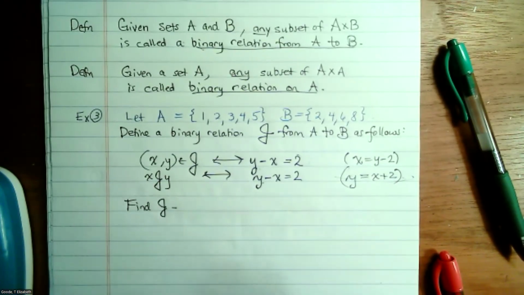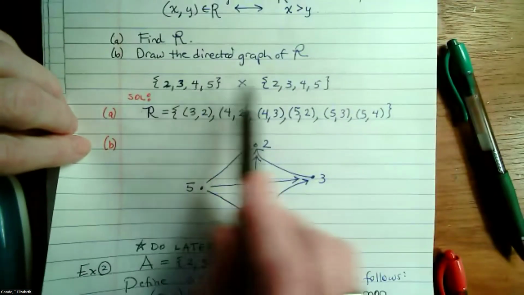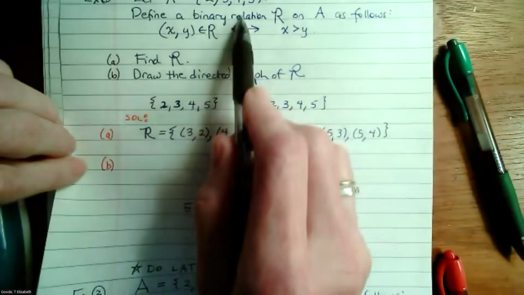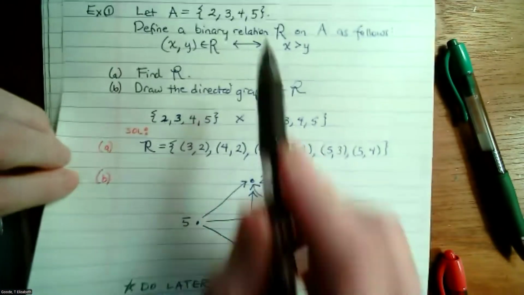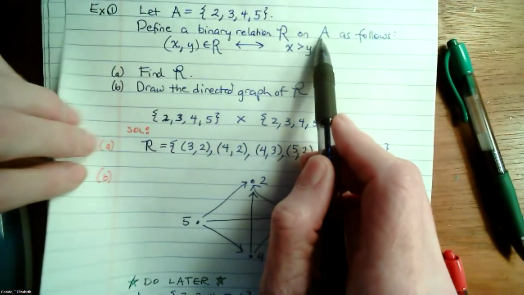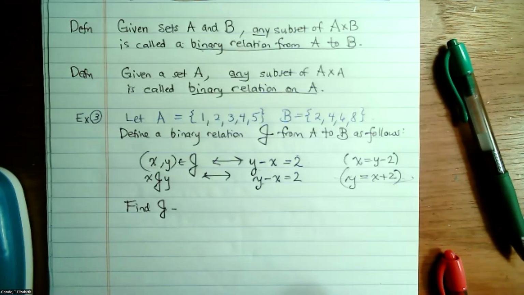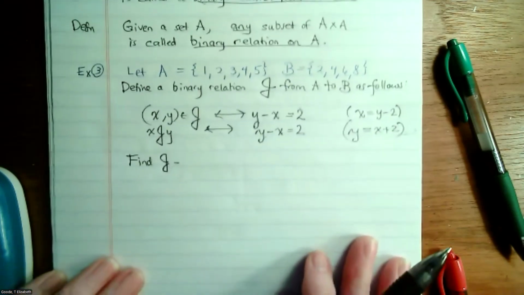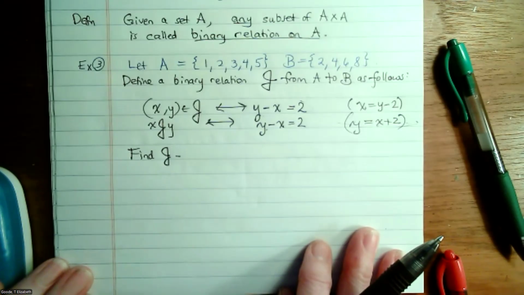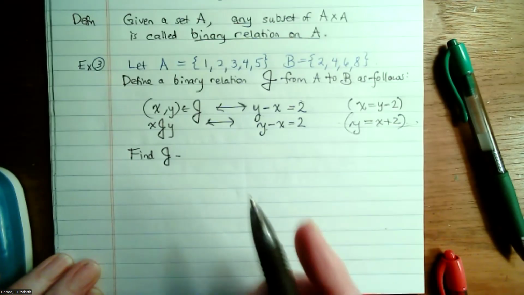And we can't find the directed graph for this binary relation, because for directed graphs, we only play that game if it's the same set crossed with itself. We only play the directed graph game if it's a binary relation on a set. When it's two different sets, there isn't a directed graph game, okay? So let's find J.